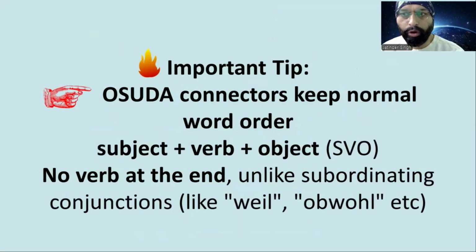OSUDA connectors keep normal word order. Okay, so that means the subject, verb, and object come in both clauses. Okay, no verb at the end, unlike subordinating conjunctions like weil, or wenn, etc. There are some other conjunctions where the conjugated verb goes at the extreme end, in the Nebensatz, but that structure does not follow here with the OSUDA connectors. The verb stands on the second position in both clauses. So unlike other conjunctions, these OSUDA connectors are comparatively easy to use.